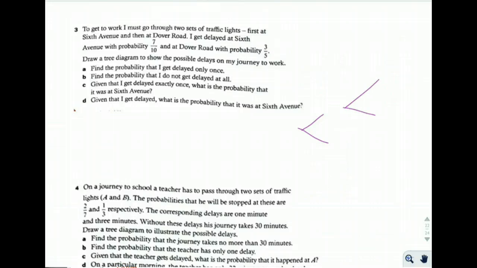So, first thing, I must go through 2. Okay, so I drew this tree diagram. The first branch is what happens at the 6th Avenue, whether you're on time or delayed. And then the second branch is what happens at Dover Road. So the first branch, I go 3/10 chance that it's on time, 7/10 chance that it's delayed. Dover Road is 2/5 chance on time, 3/5 chance delayed. So we draw that 2 times, once for each of the branches.